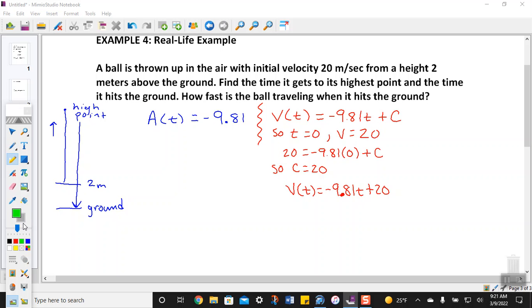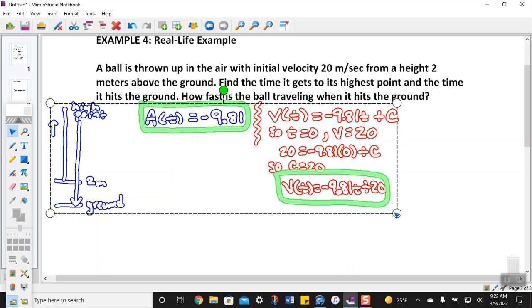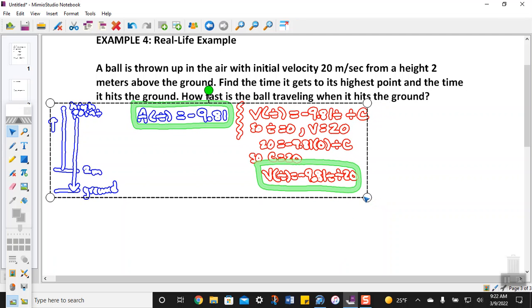So we know right here, we know our acceleration function, right, kids? And now we know our velocity function for this. Now, kids, I could probably use the velocity function to do what? Yep, find the position function. So we're going to do that next.